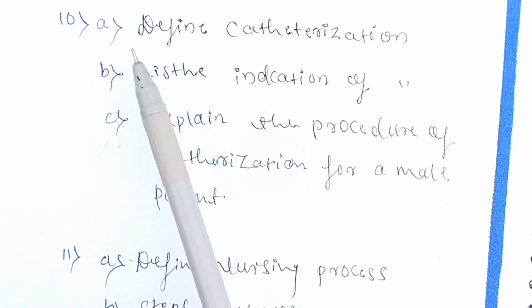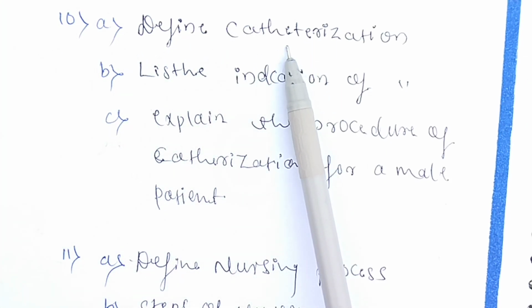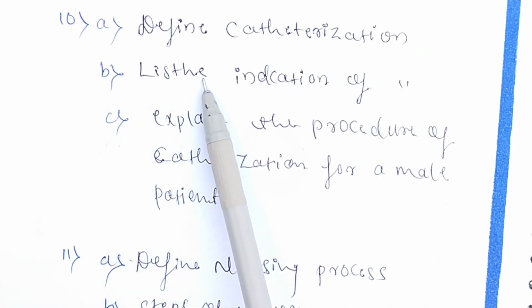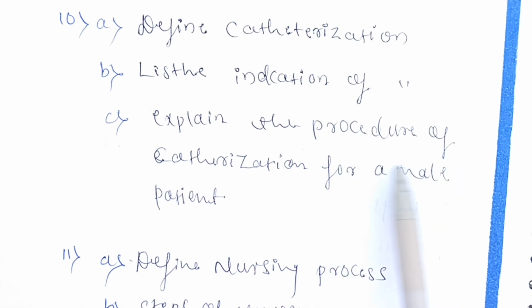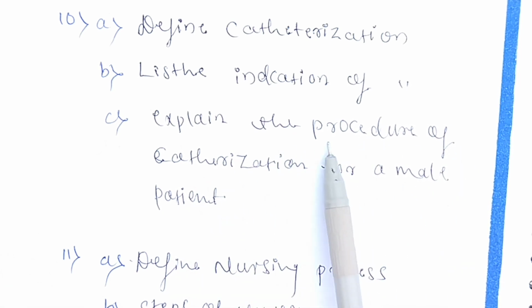Tenth question. First, A is define catheterization. B, list the indications of catheterization. C, explain the procedure of catheterization for male patient. For male patient, explain in detail about the procedure. Okay, for the male patient, what we will do in the procedure, step by step we have to explain.